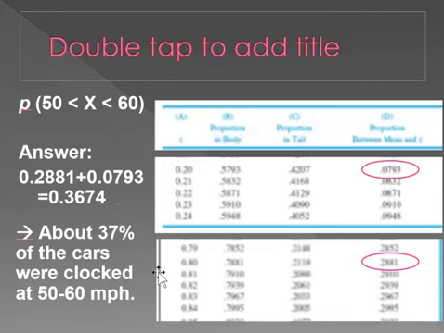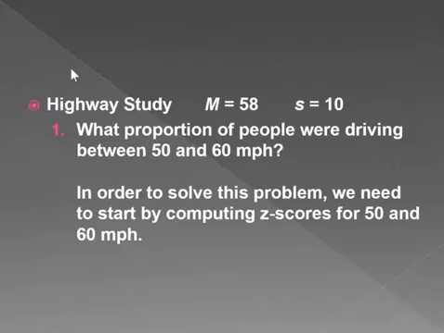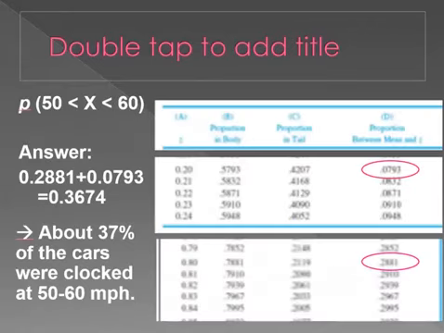We can also give an interpretation. Remember, if this was a homework, we would end right here. This would be the answer, 0.3674. Here, I'm just thinking about what it means in the real world. We can interpret this proportion as saying, well, about 37% of the cars were clocked at 50 to 60 miles per hour. But again, let me go back to the original question. It's asking what proportion of people were driving between 50 and 60 miles per hour. So the answer to the question, if it was a homework question, wouldn't be 37%. It would be 0.3674. It would be the proportion reported out to 4 decimal places.